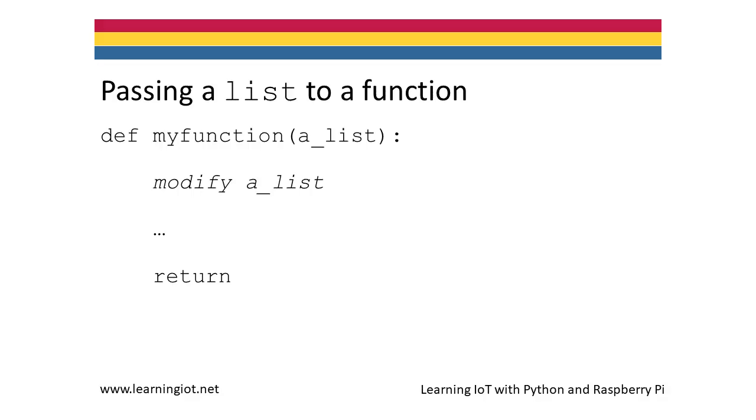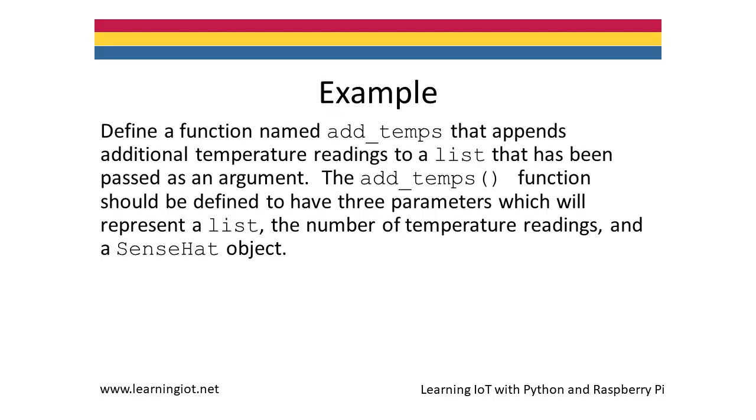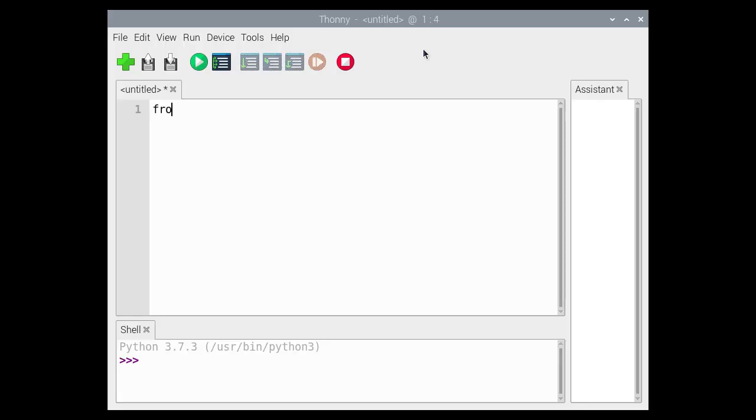A list can be passed as an argument to a function. Because lists are mutable, a list can be modified from within a function. We'll define a function named addTemps that appends additional temperature readings to a list that has been passed as an argument. The addTemps function should be defined to have 3 parameters, which will represent a list, the number of temperature readings, and a SenseHat object. We'll import the sleep function and the SenseHat class.